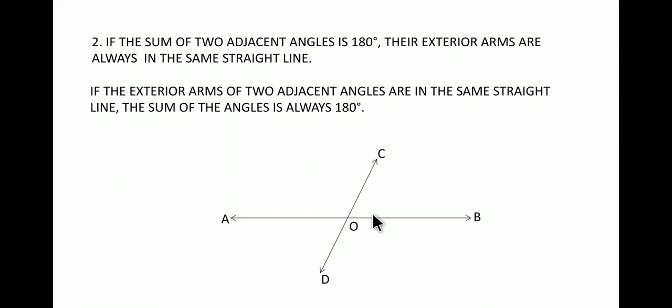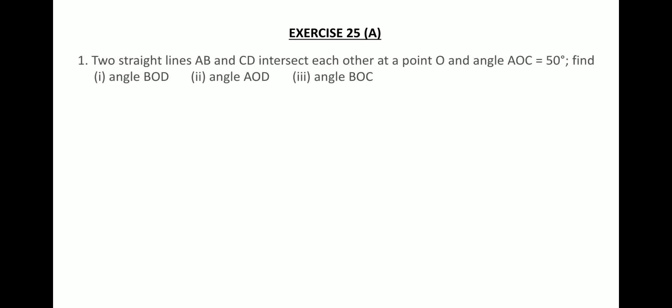So it's just like saying the first thing in this way and saying the same thing in a different way, just the other way around. If the sum of two adjacent angles is 180, then their exterior arms are always in the same straight line, and if the exterior arms of two adjacent angles are in the same straight line, then the sum of angles is always equal to 180 degrees. These are the two properties that we are going to follow in exercise 25A. So let's look at the first question.